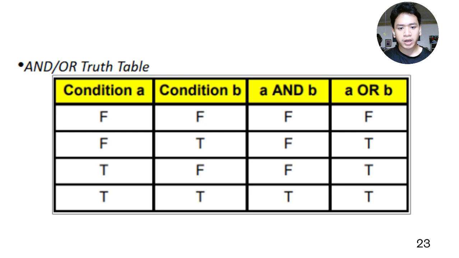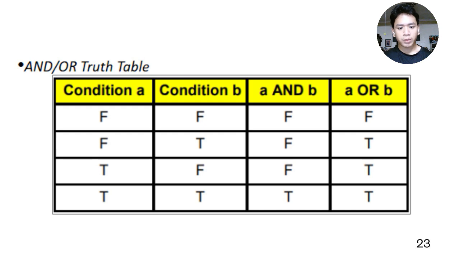For the and operator, both conditions must be true for the overall result to be true. If either one is false, then the entire expression is false. For example, if we have two conditions, condition A and condition B, and will only be true if both A and B are true. Otherwise, it will return false.